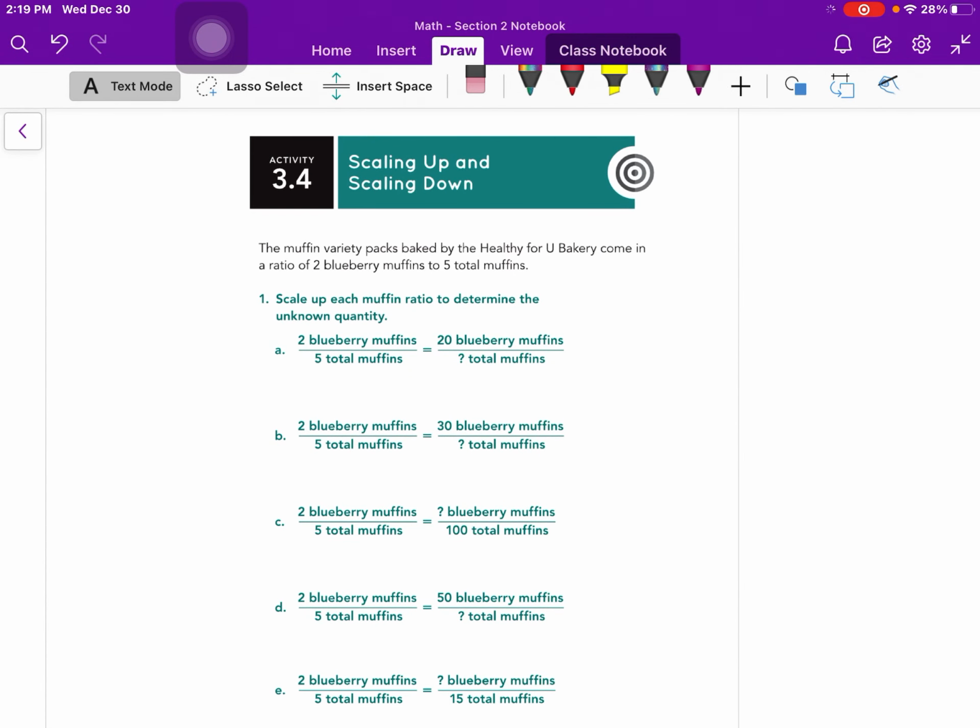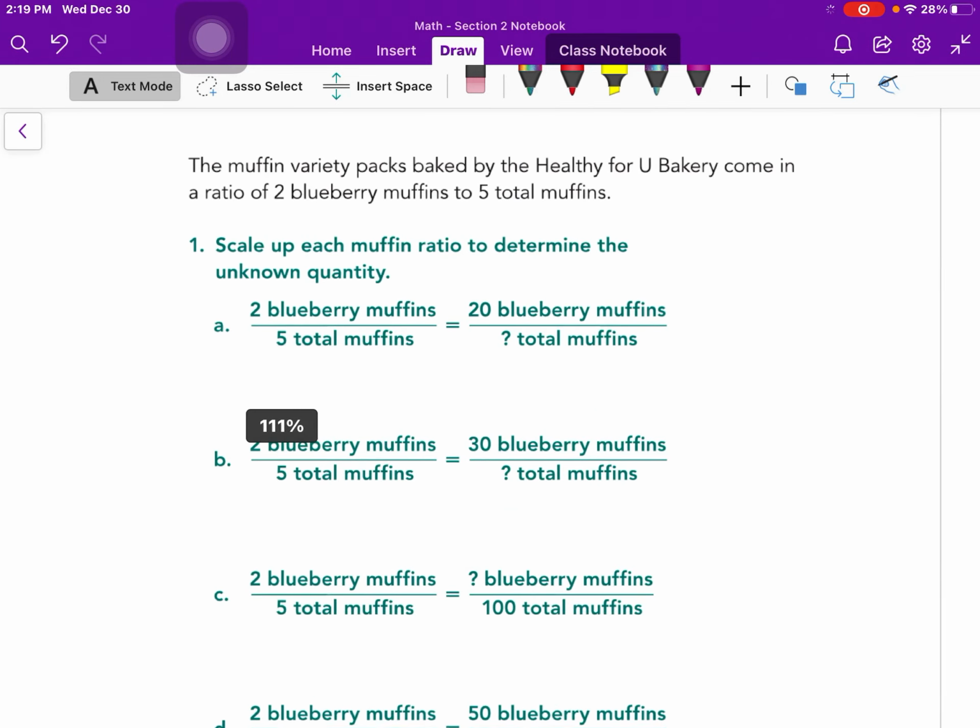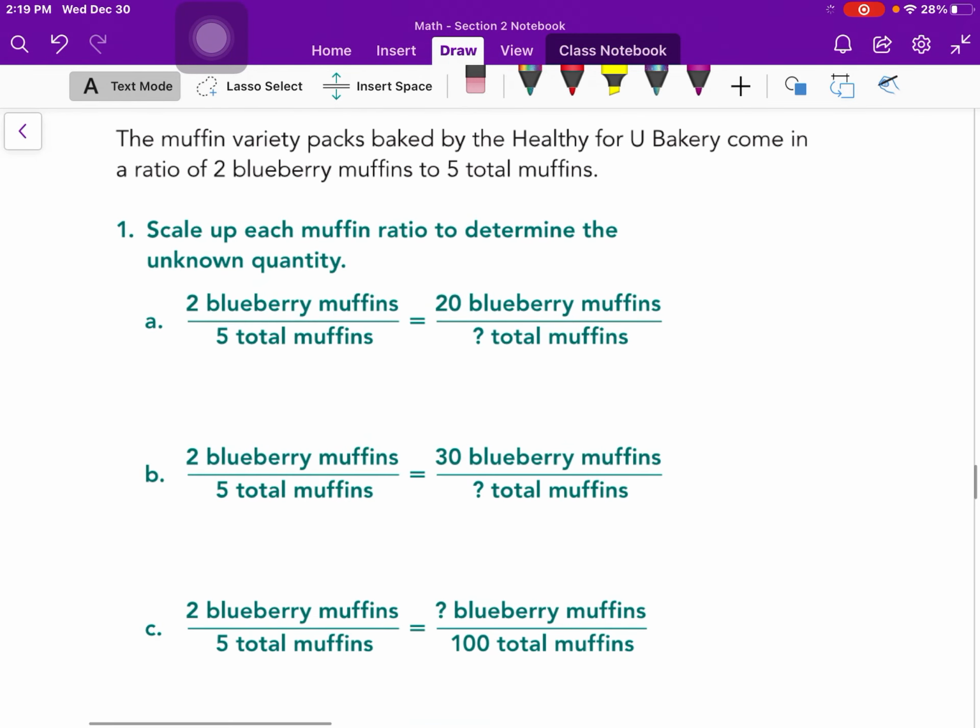In this next activity, scaling up and scaling down, I'm going to do a couple of them with you, and then I'm going to let you do the rest on your own. These are very similar to equivalent fractions, so this should go pretty quick for us. This first one, we're scaling up, which means we're multiplying by something to get the second set of numbers. So let's scroll in here a little bit. We'll do the first A and B all together.